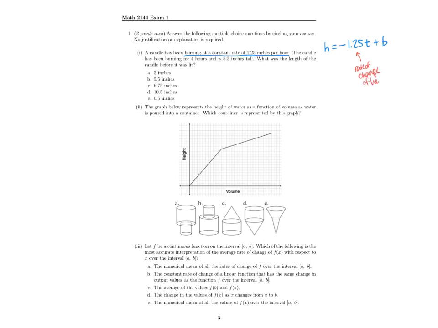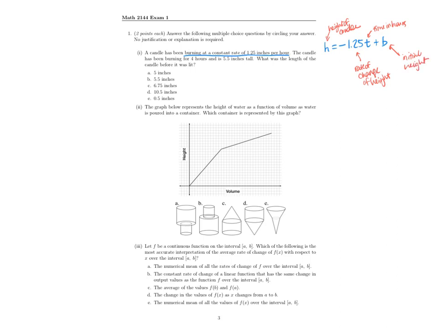of the height. T is the time in hours. It's just a linear function, and H is the height of the candle. And B here is my initial height.